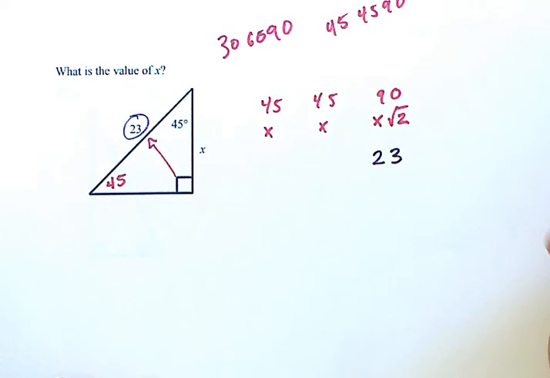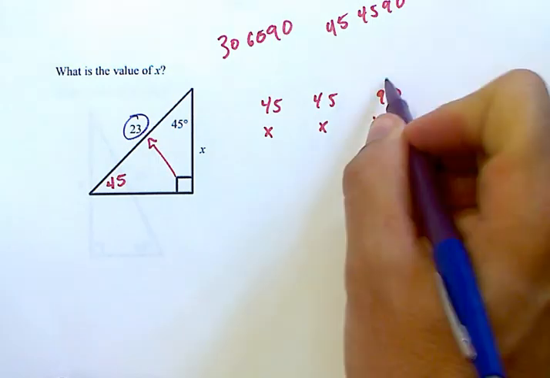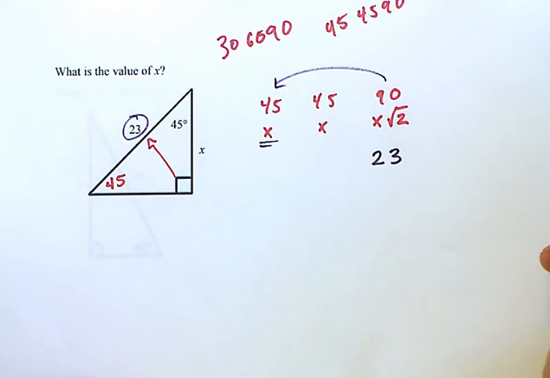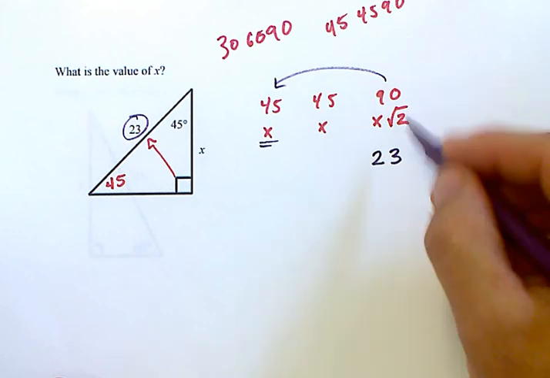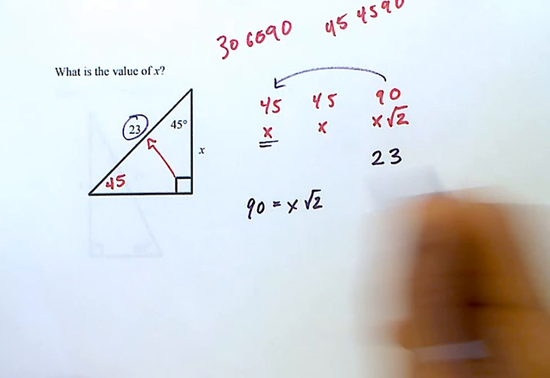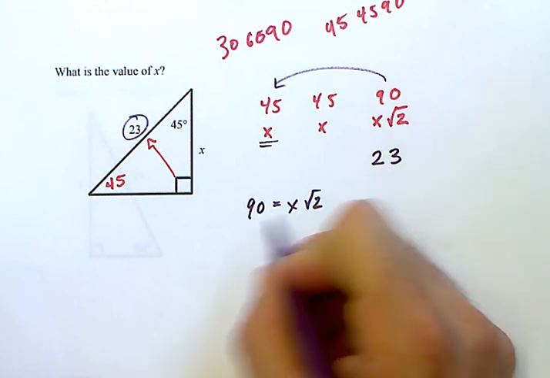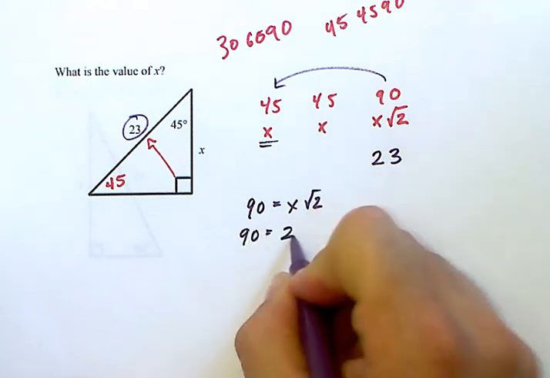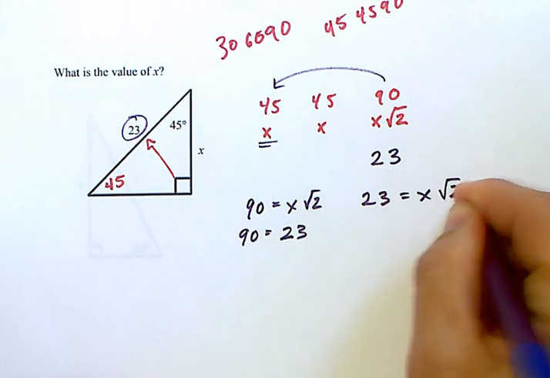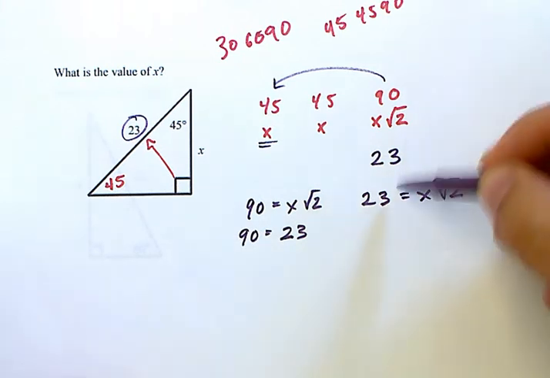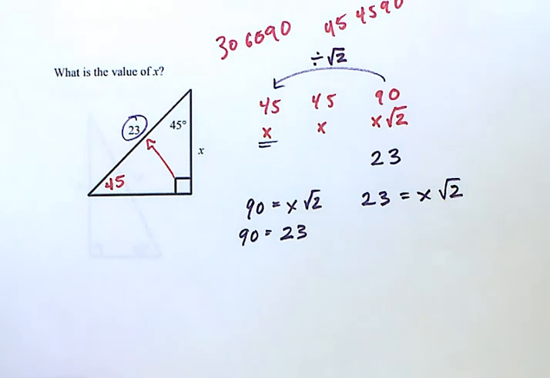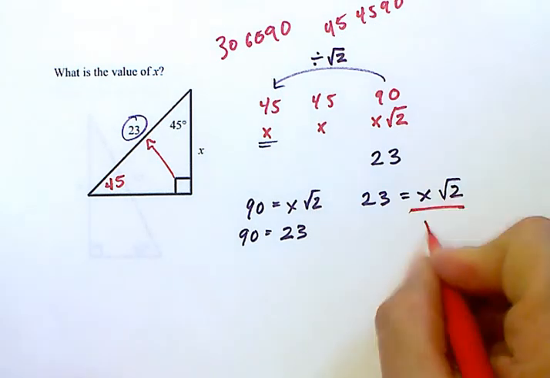Now what I want to know is, what is the side opposite the 45 degree angle? Now I know 90 is equal to x square root of 2, and I know the side opposite 90 has a distance of 23. So I can say 23 is equal to x square root of 2. So in order to solve for the 45, what I need to do is divide by square root of 2. So I'm going to do that here: square root of 2, square root of 2.